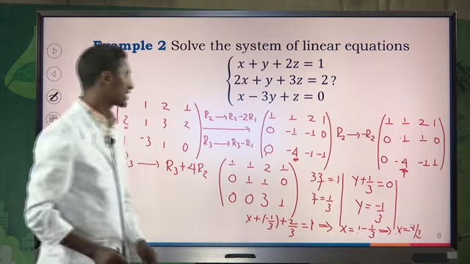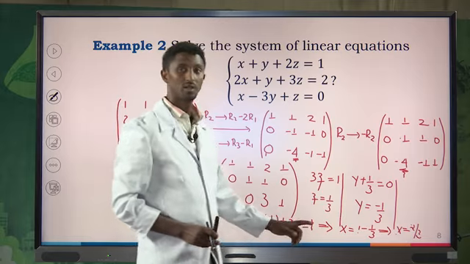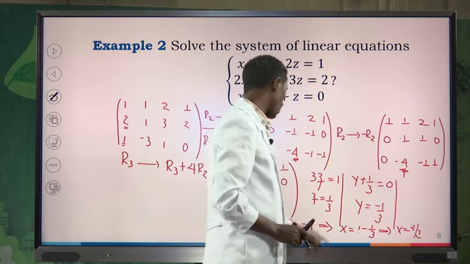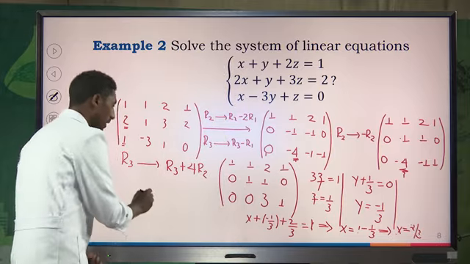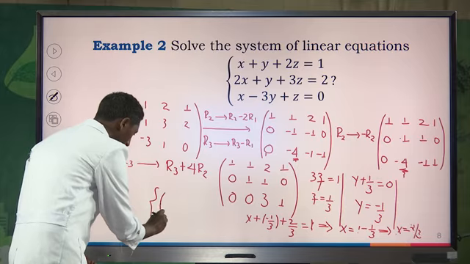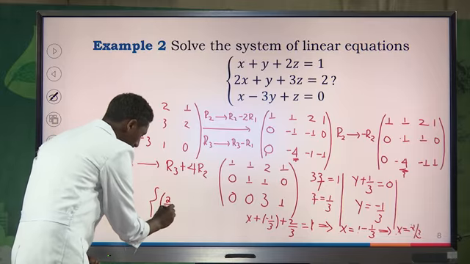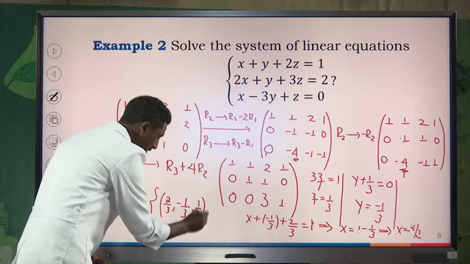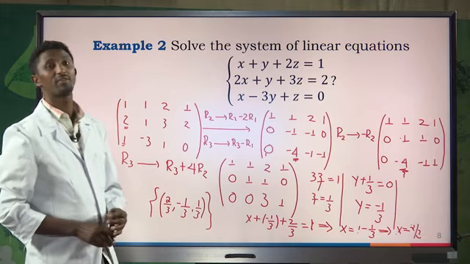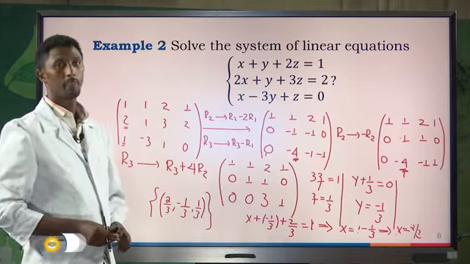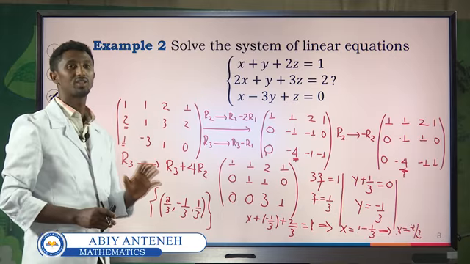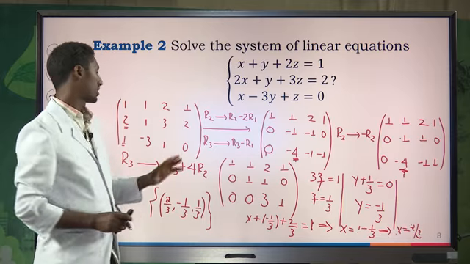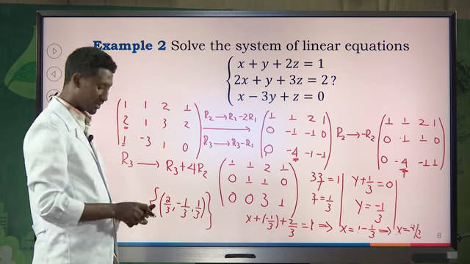So the solution set is the set containing x, that is 2 over 3, comma, minus 1 over 3, comma, 1 over 3. So we can write the solution set as 2 over 3, minus 1 over 3, 1 over 3. Now if we have such a solution, this system of linear equations has a unique solution. A unique solution implies unique values for x, y, and z.